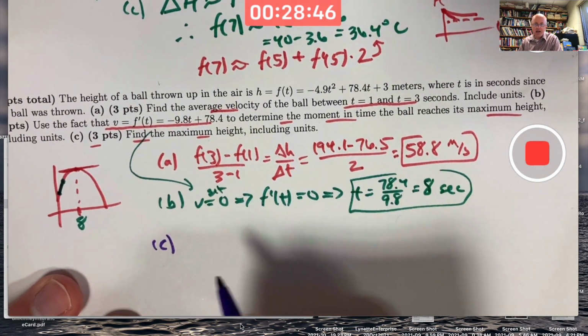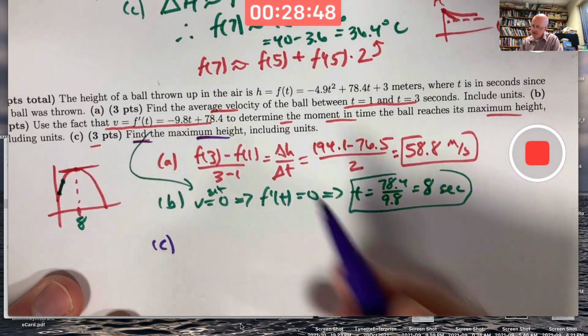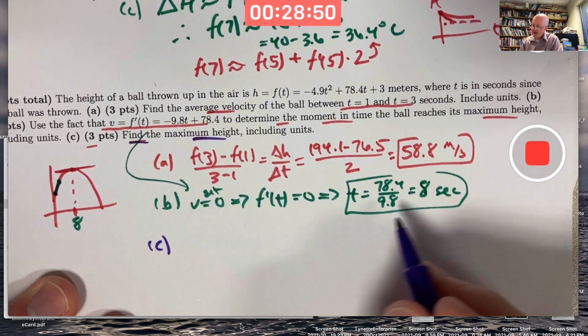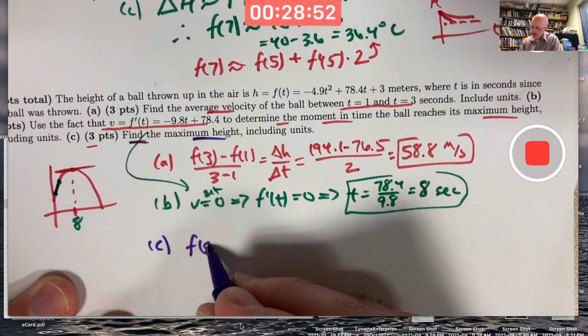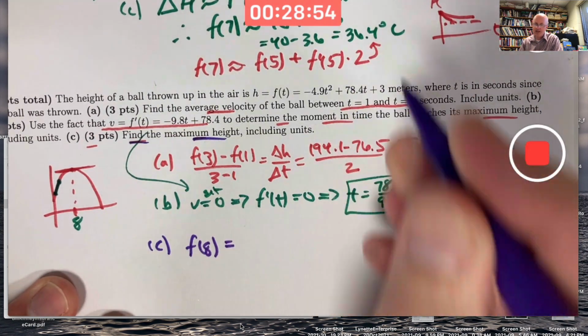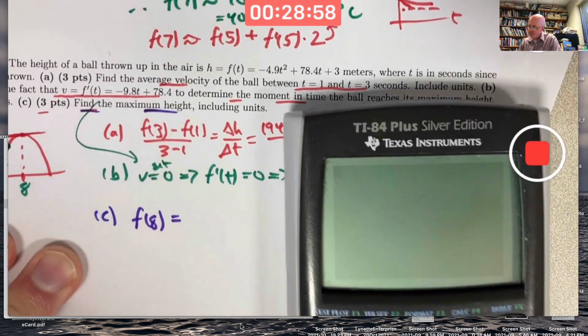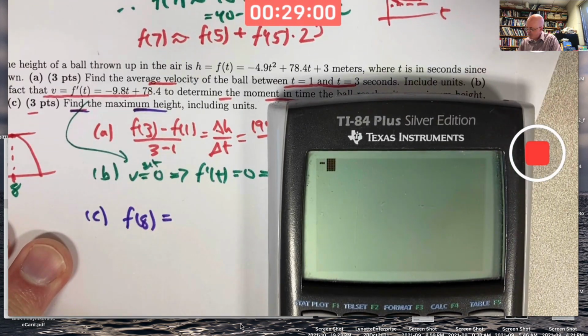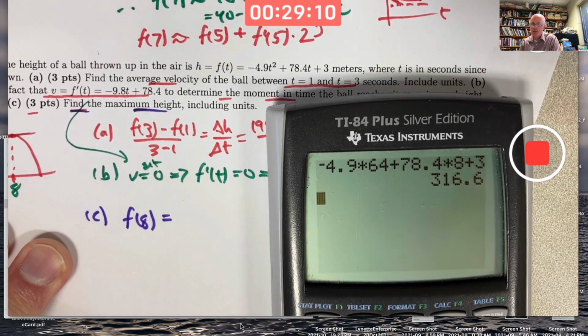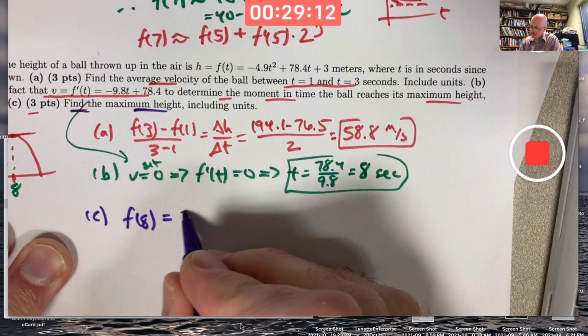Part C, to find the actual maximum height, I need to take the t equals 8 seconds and plug it into f. And that will be the maximum height because f gives the height. So once again, plug into f. Negative 4.9 times 8 squared is 64, plus 78.4 times 8, plus 3. Looks like the maximum height is 316.6 meters.